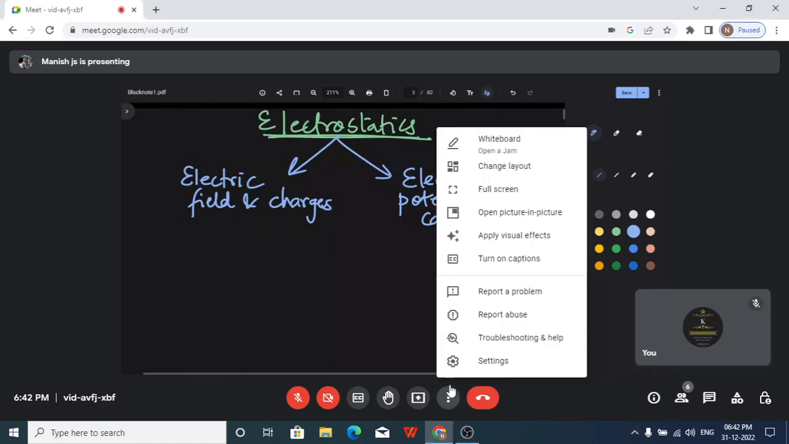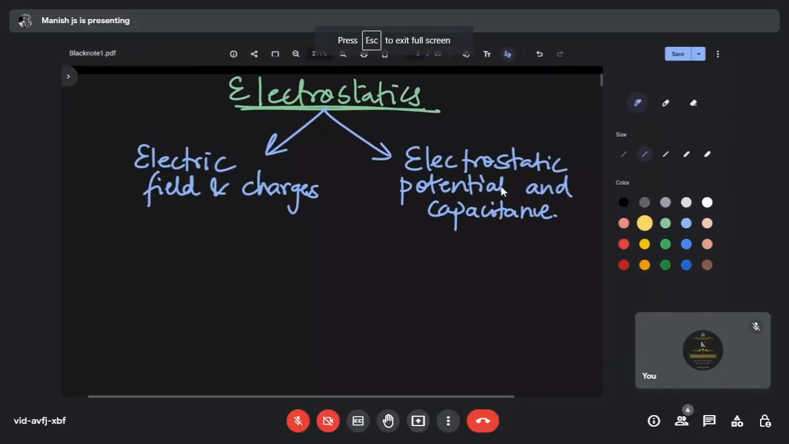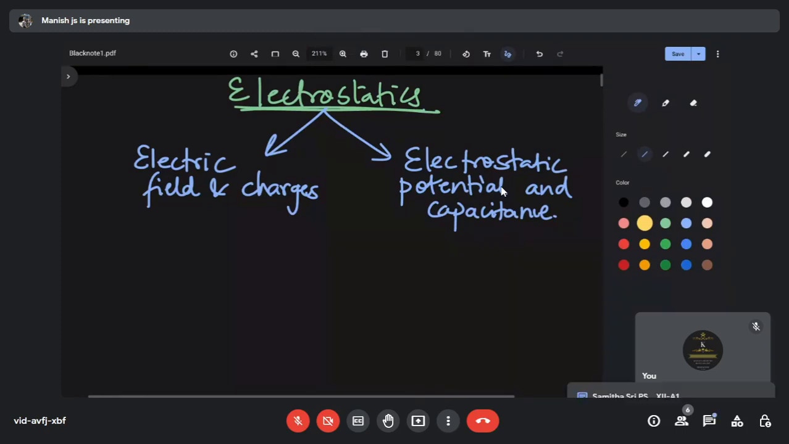and capacitance. So these are the two important chapters that come under the branch of electrostatics in your 12th grade. So that is what we are going to concentrate on today. So we'll look at the questions one by one. We will start doing it.